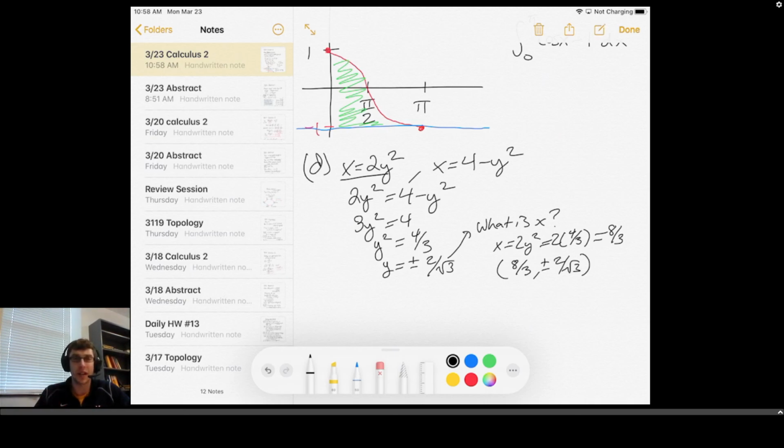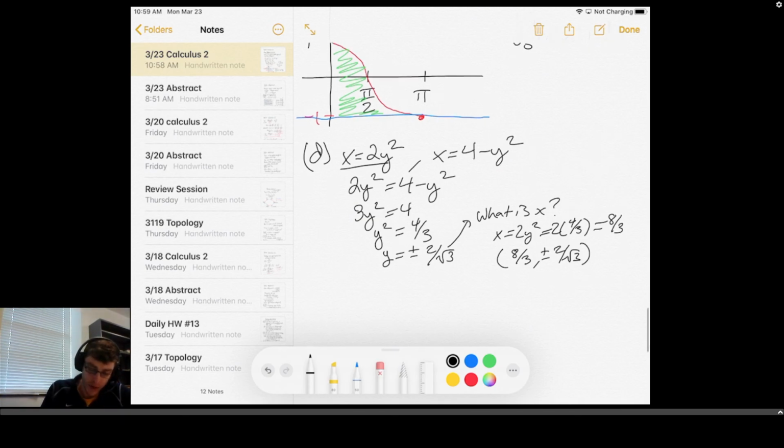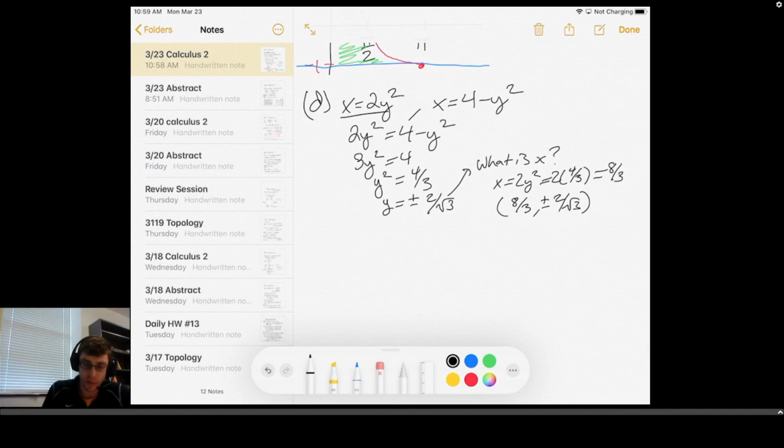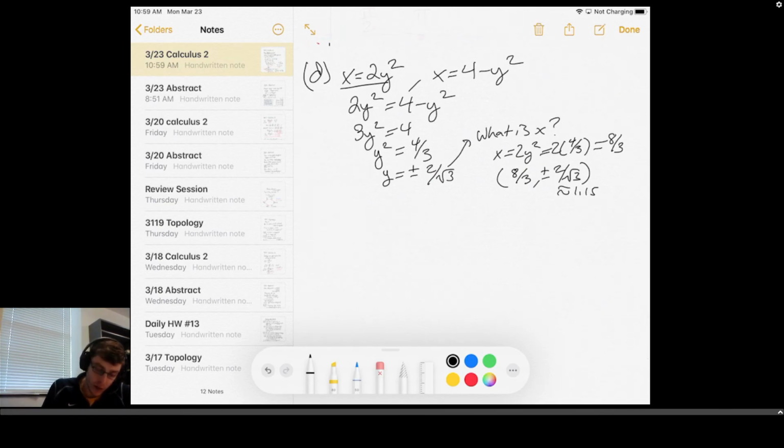2 over root 3 is just a little bit bigger than 1 because root 3 is like 1.7 something. So 2 is a little bit bigger than that, so 2 divided by it is just a little bigger than 1. I think it's like 1.15 or something like that. Maybe. Okay. I think this one though, once we find these intersection points, the graphs actually are not that bad.